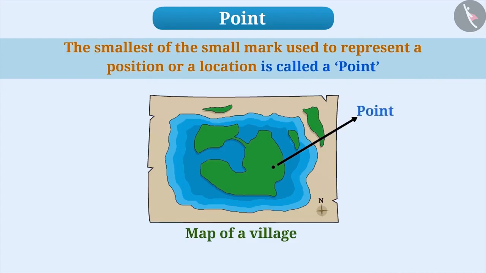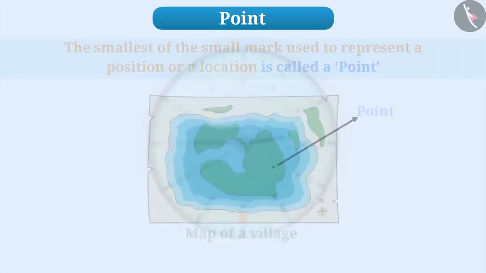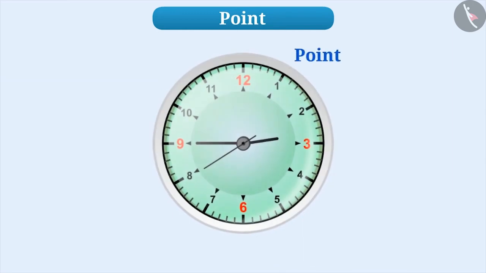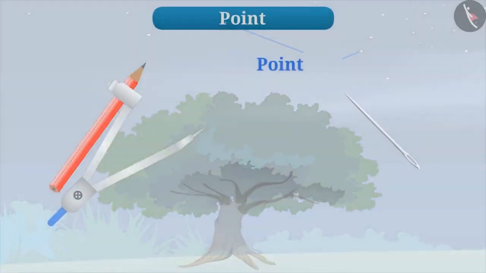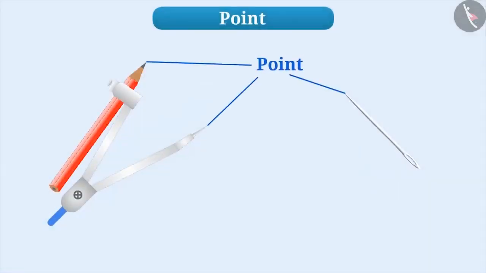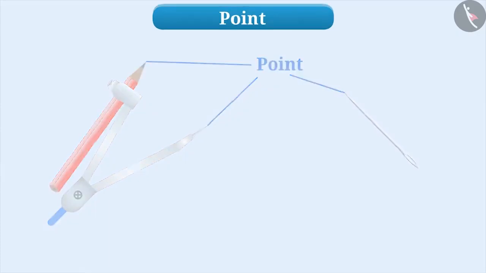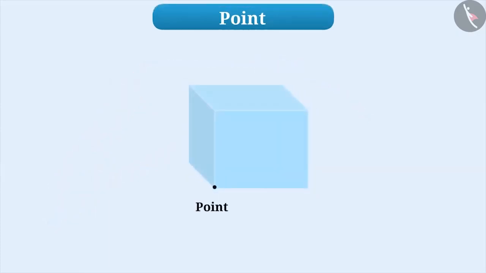Can you think of some examples of the point? Think a little bit. Let me tell you. Some of the examples of a point are center of a clock, stars in the night sky, tip of a pencil, compass, or a needle, etc. A point is so small in size that it does not have any length, breadth, and height.